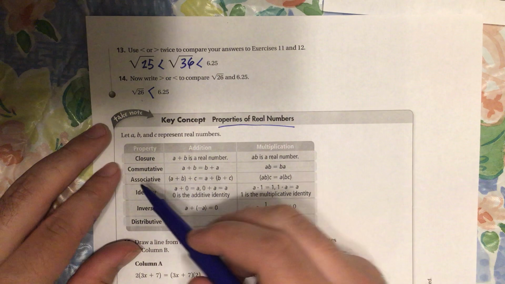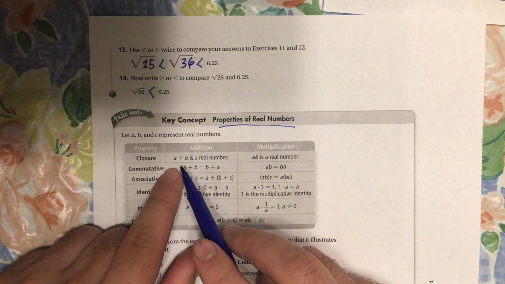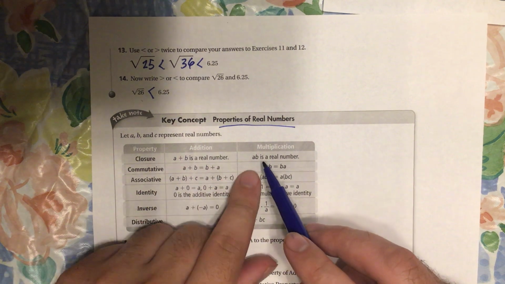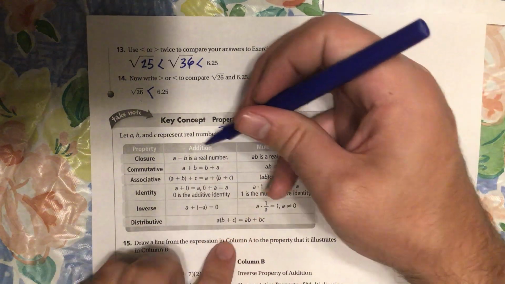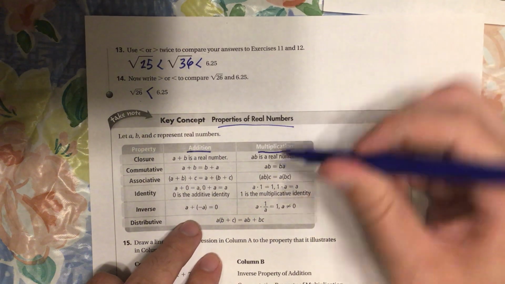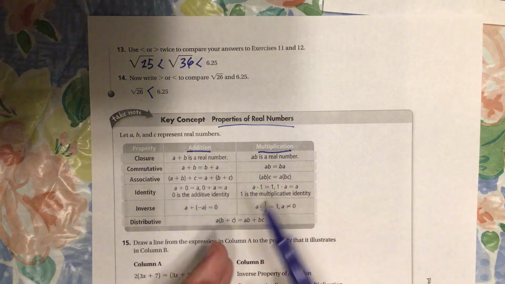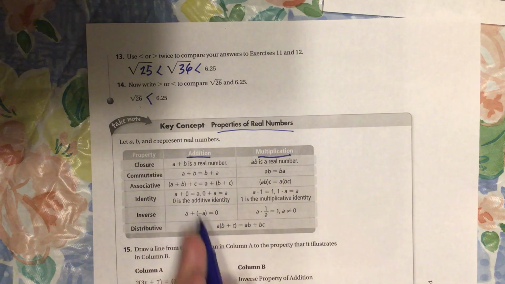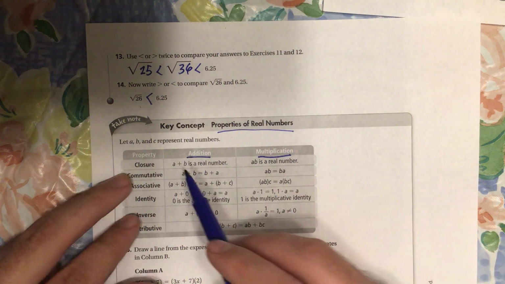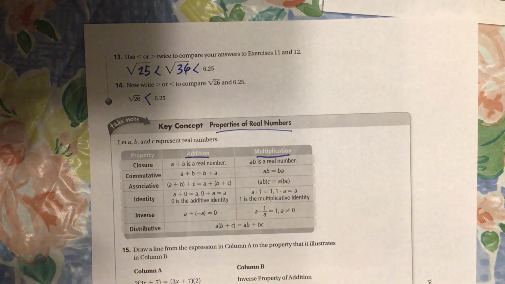So we have the closure property, which just says if you add a plus b, the result is a real number, or you can multiply them. So we have two routes, an addition route and a multiplication route, just to show that it doesn't matter if you're adding or multiplying. All these properties still work for both. That's why we have two separate columns here. So if you add two things together or you multiply two things together, you get a real answer.